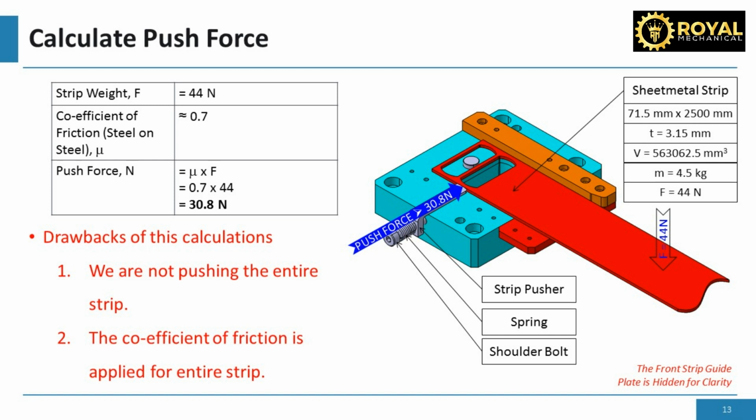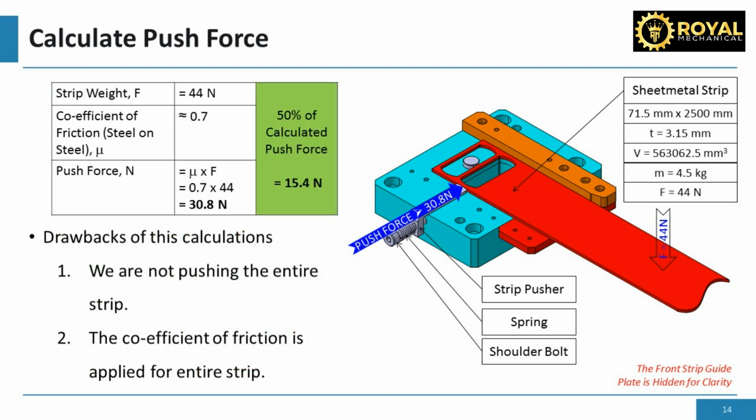We are pushing only a portion of the strip against the rear strip guide plate. The operator shall also try and position the strip against the rear strip guide plate. Also, we have applied the coefficient of friction to the entire strip weight. But as you can see, only a portion of the strip is lying on the die plate. To compensate for the drawbacks in the calculation, I shall consider the push force as 50% of the calculated force. So, the push force for which we shall design the spring will be 15.4 newtons.